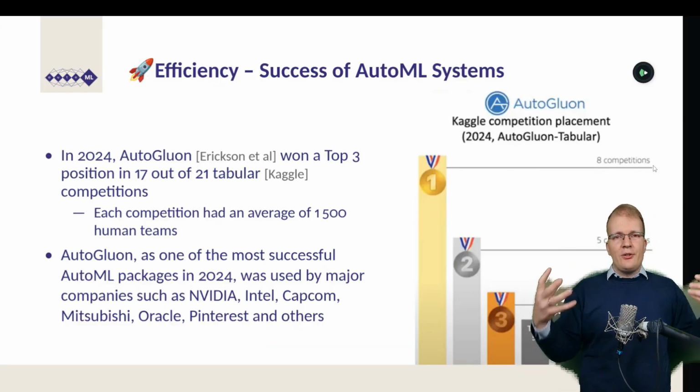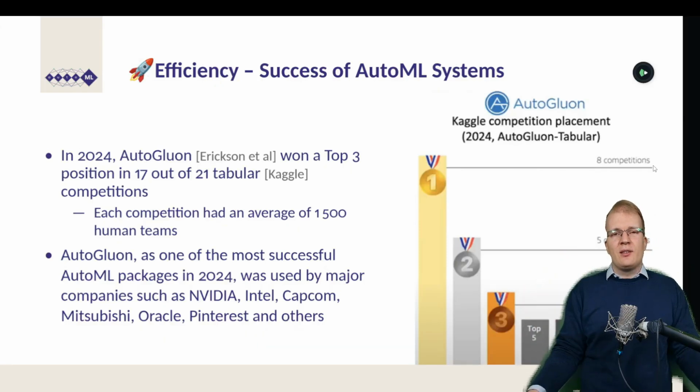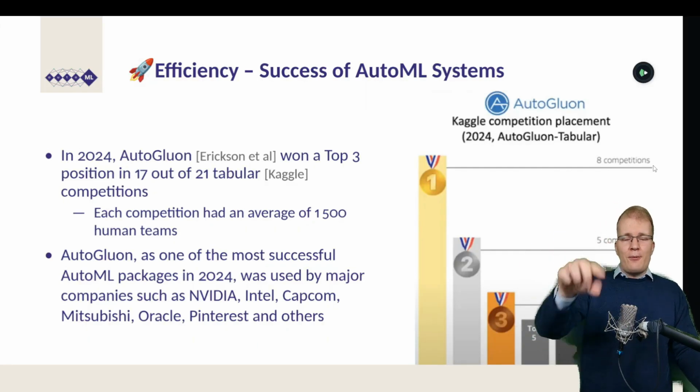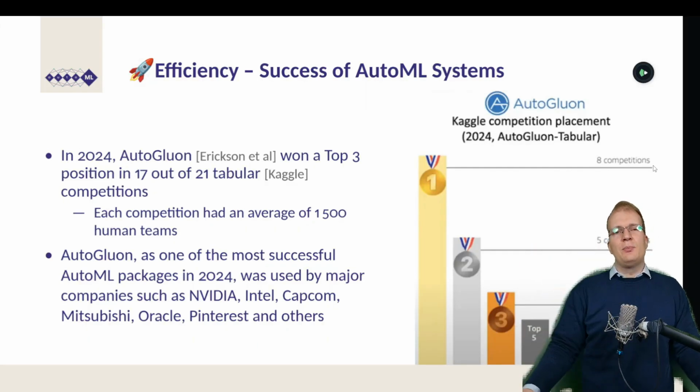That shows the potential and the power of these systems, where you can say, okay, here's my data set, I press a button, and I would like to get the best machine learning system. And of course, these kinds of systems are now also used as an industry standard. NVIDIA, Intel, Capcom, Mitsubishi, Oracle, Pinterest, and others are already using these kinds of AutoML packages such as AutoGluon.